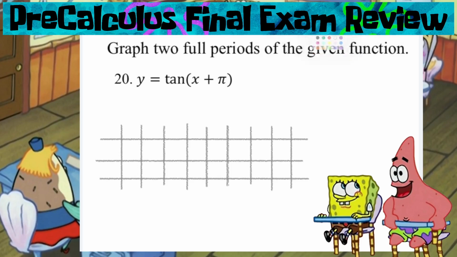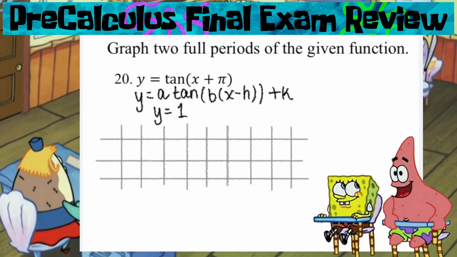So first thing I'm going to do is I'm going to be a little excessive and rewrite this using A, B, H, and K first. So A tan quantity B x minus H close plus K. And if I rewrite this, filling in the numbers, that is y equals an invisible 1, tangent, another invisible 1, parenthesis, x plus pi, which means minus negative pi, if you want to think of it like that, plus 0. There we go, right there.